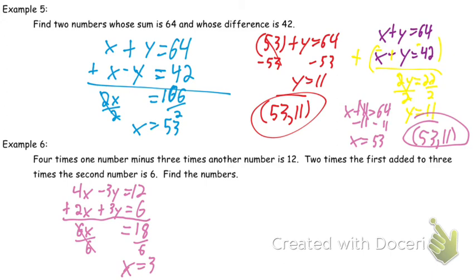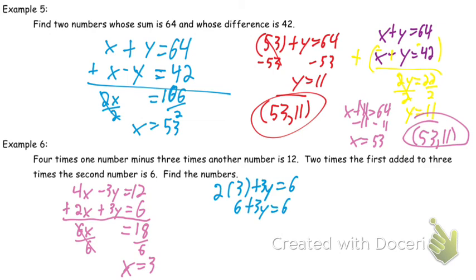So now, are we done? No. We plug it in into either equation. Do we care which? No. Top or bottom. Probably bottom, maybe. 2 times 3, but we could do either, couldn't we? Yeah. 2 times 3 plus 3y equals 6. What's 2 times 3? Okay. 6 plus 3y equals 6.